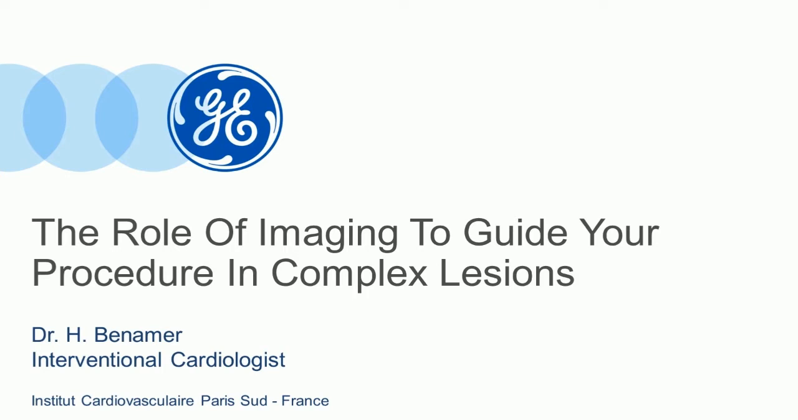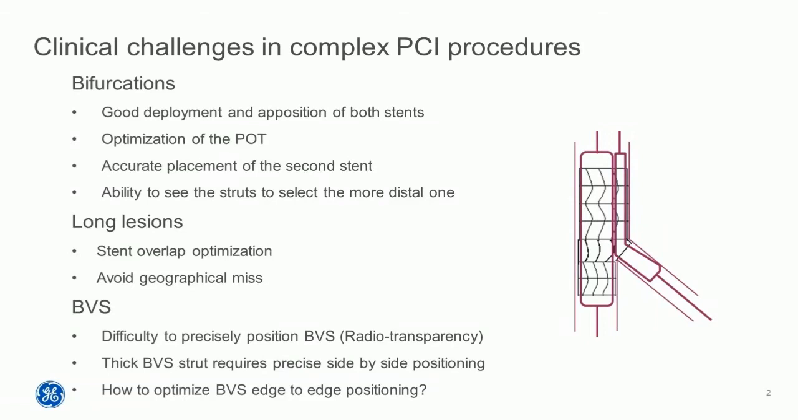Okay, so I'm going to show you with some cases how a PCI assist helped me in my daily practice for complex lesion PCIs. So what are some kind of complex procedures? First of all, the bifurcation cases, where it is very important to assess that the stents are well deployed, especially on the proximal part of the bifurcation lesion, with the POT technique, which is a very important step of the strategy, the proximal optimization technique.